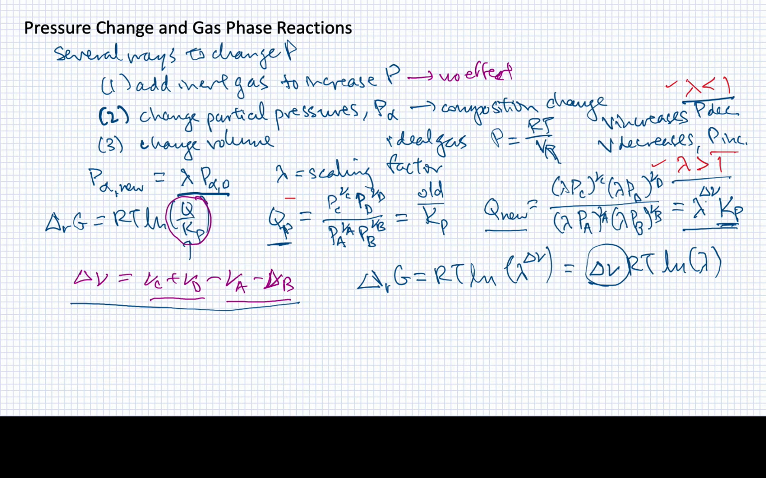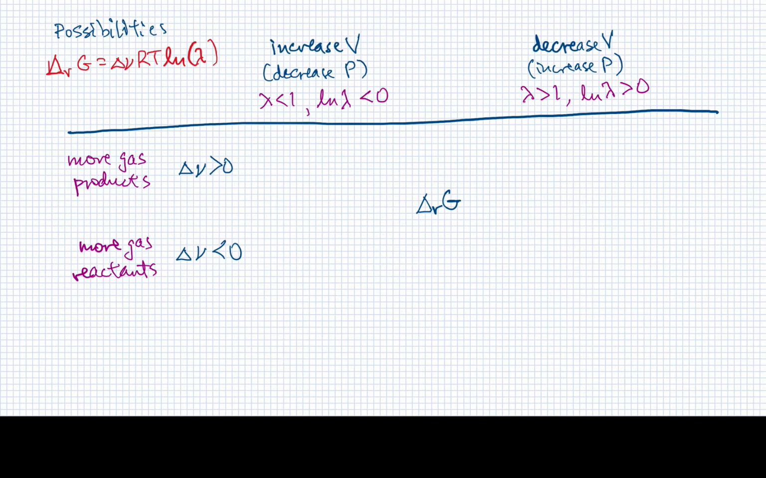I've got them written down actually on another page. So let's make a chart, and in this chart what we're going to do is look at the different possibilities for lambda and for delta nu. Okay, so for lambda, I'm going to look at this section here first. If I increase the volume, that means I'm decreasing the pressure, which means that lambda is less than 1, which means that log of lambda is less than 0.